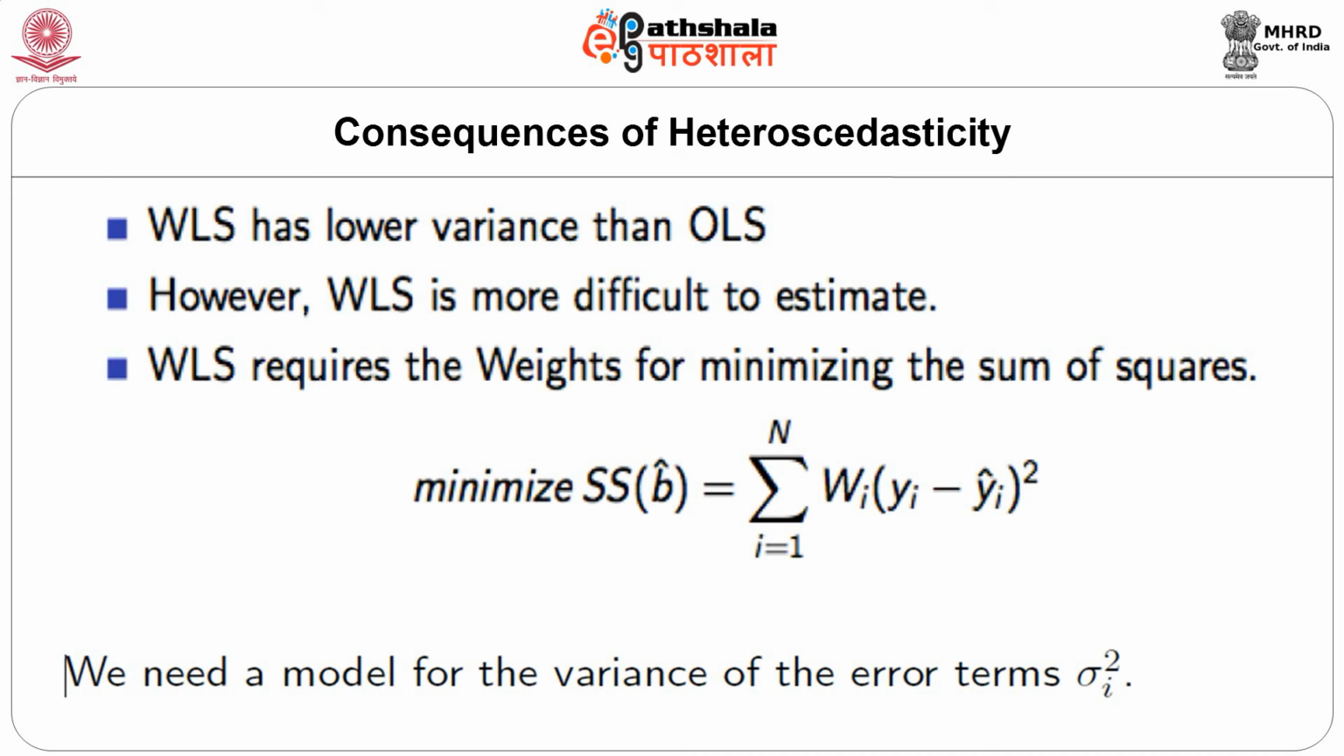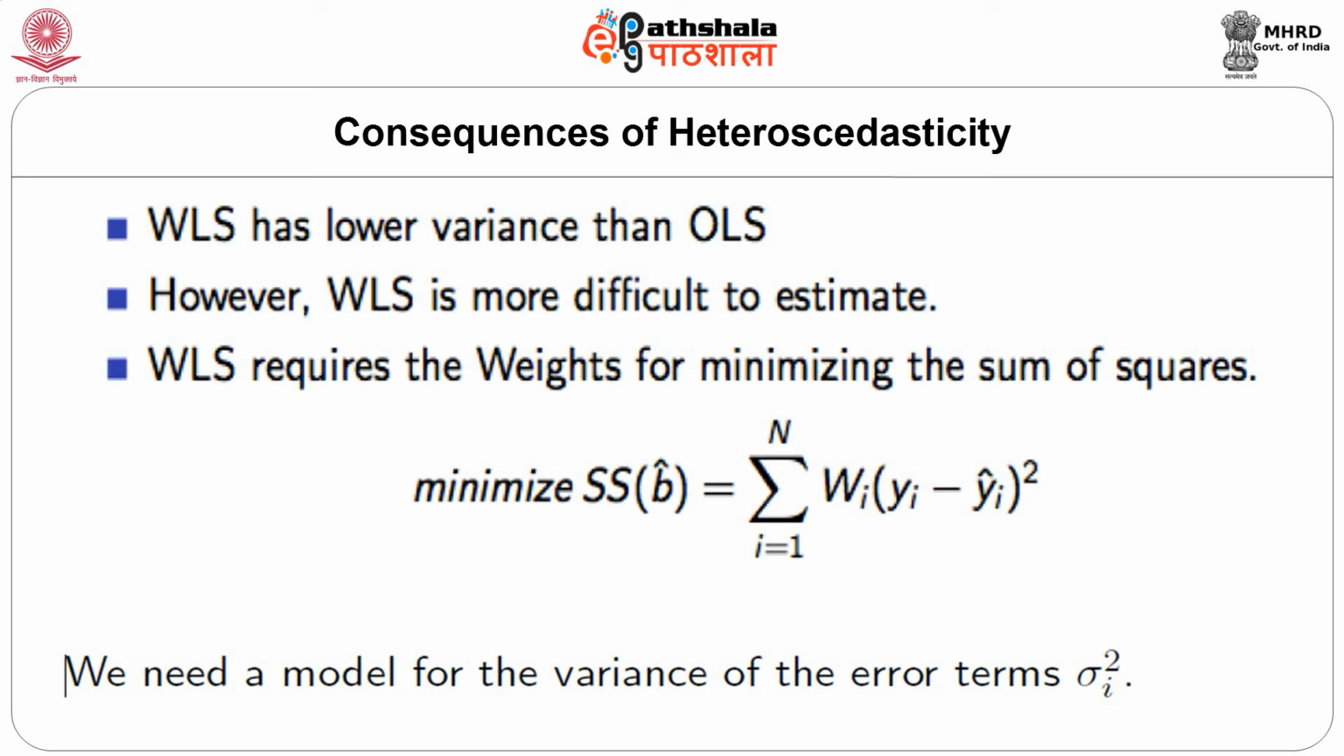Using the weighted least square method of obtaining the estimate of the parameter is efficient. It is more efficient than the ordinary least square estimates of the parameters. What this means is that the WLS estimates of the parameter have a lower variance than the ordinary least square methods. However, WLS is more difficult to estimate.